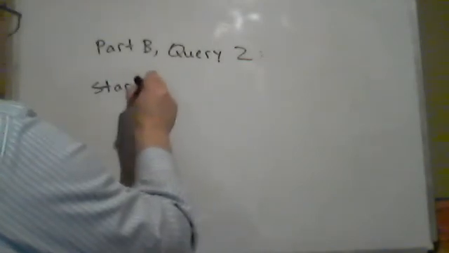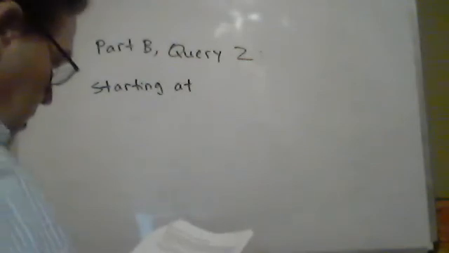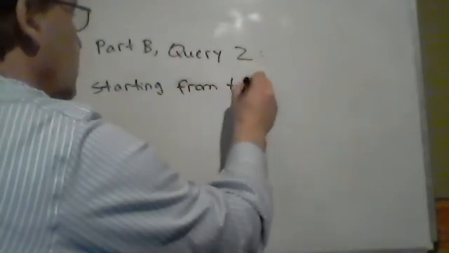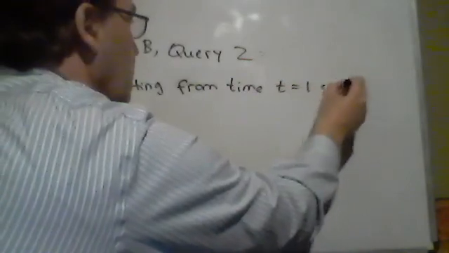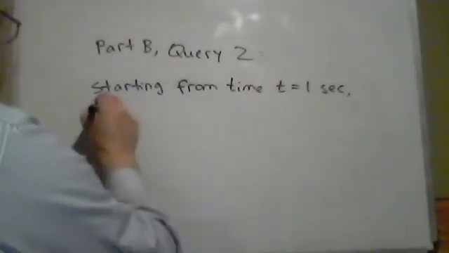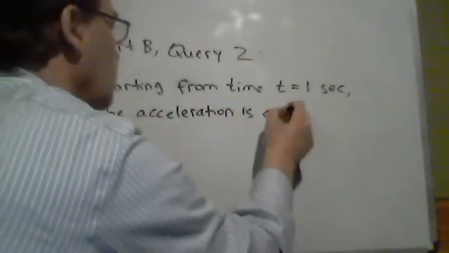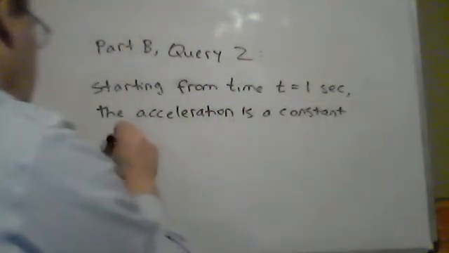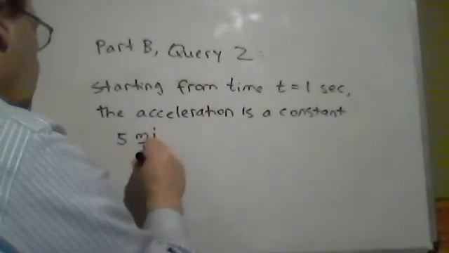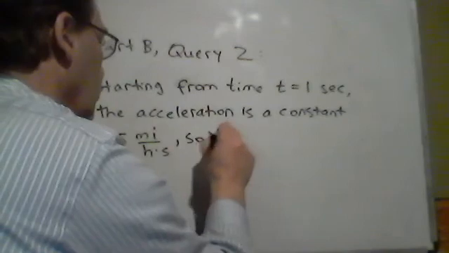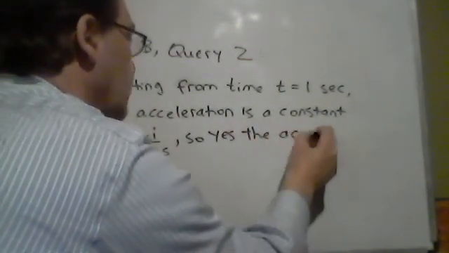So if I say, is the change of velocity constant, is acceleration uniform? Well, I would say something like this: starting from time t equals 1 second, the acceleration is a constant, five miles per hour per second. So yes, the acceleration is uniform. All right, so again, you don't just say yes.